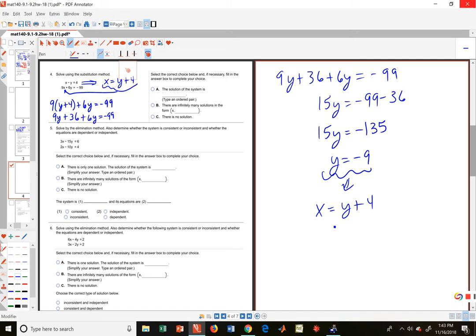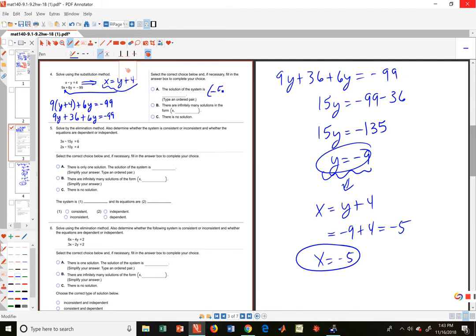Alright, so you're plugging the y in that spot right there, and so you get negative 9 plus 4. So x equals negative 5. That's our solution. Our solution to the system is an ordered pair, and we write it with parentheses: (-5, -9). Alright, let's keep doing this. That's called the substitution method.